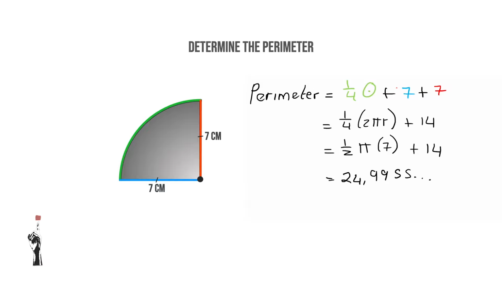24.9955, etc. The problem now is, since we need to round it off to 2 decimal places, we need to chop it off after the second decimal. This 5 would make the 9 a 10, which would also roll over and make this 9 a 10, which means that my final answer rounded off will be equal to 25 centimeters.